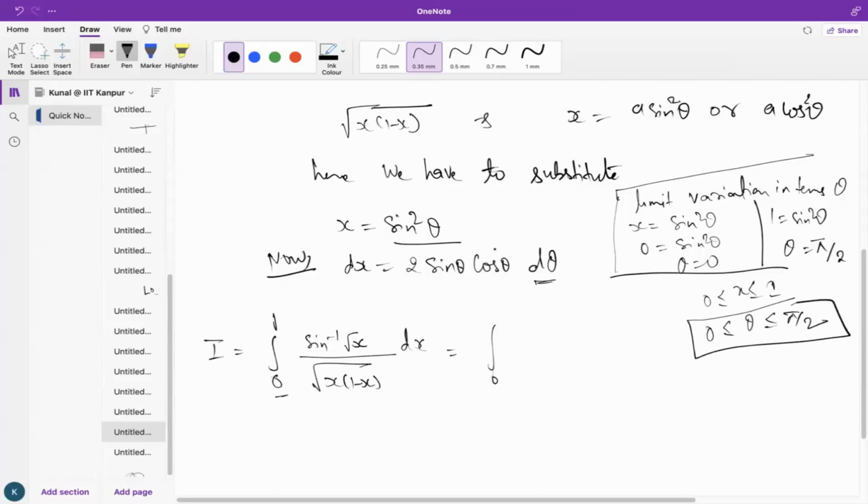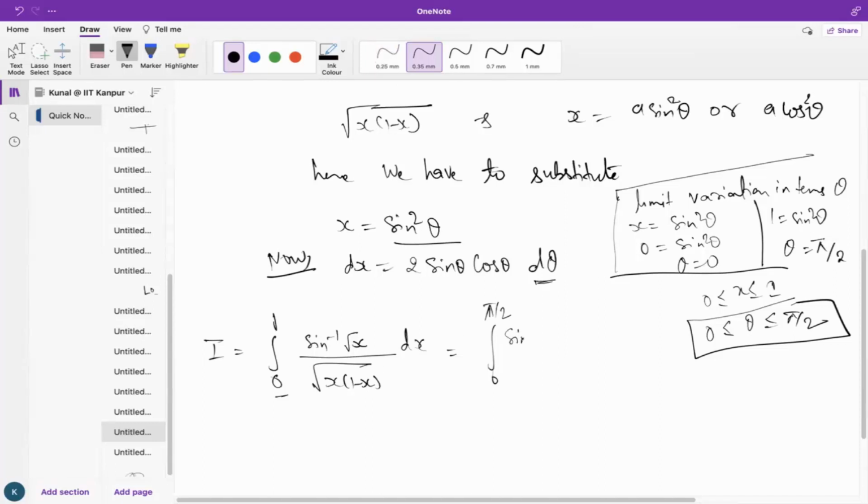So this is our new limit in terms of theta. I hope you'll all understand this. Let me explain again how the limit varies. In the given integrand, our limit varies in terms of x, but now we substitute x equal to sine square theta, so our new limit varies in terms of theta. The x varies from 0 to 1. Respectively, when we vary the limit in terms of theta, our theta varies from 0 to pi by 2. I hope you'll all understand what I'm trying to say. So let's move on to the x substitution.